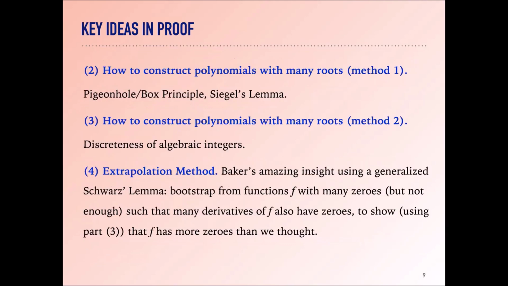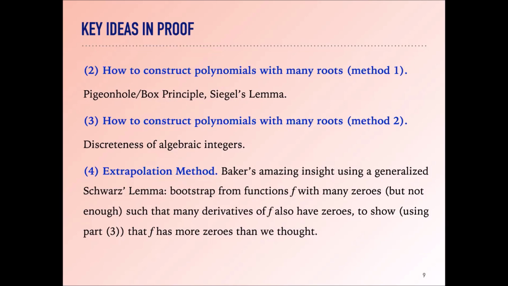Okay, so how do we construct such a polynomial? So 2, 3, and 4 kind of all go together in reality, but let me try to separate them a little bit. So Baker first starts by saying, okay, how do I construct this auxiliary polynomial? And there's the very classical technique due to Siegel that basically boils down to the pigeonhole principle, which sometimes is called the box principle, Dirichlet's box principle. There's lots of different names for it, but basically it's the pigeonhole principle.